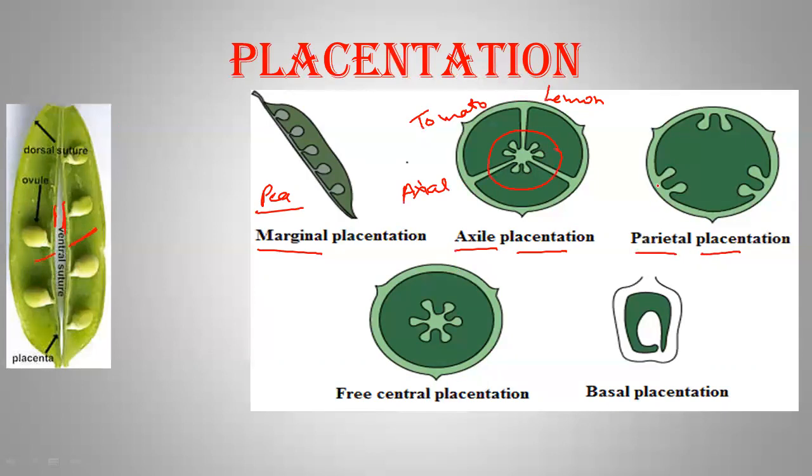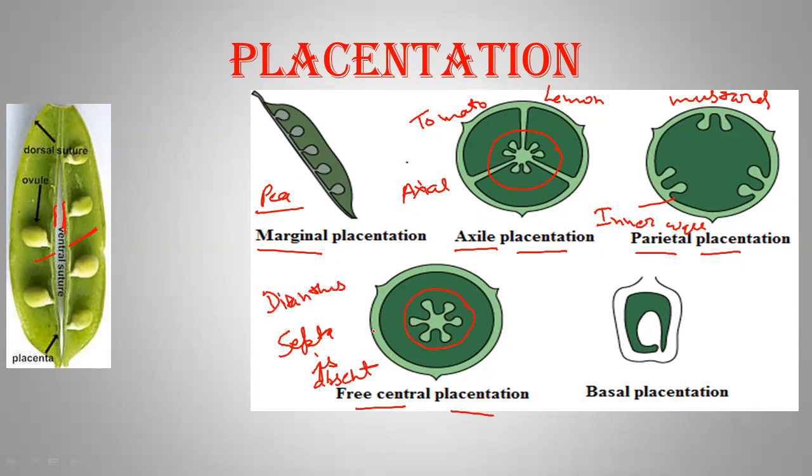Now parietal placentation. In parietal, ovules are attached to the inner wall of the ovary or on the peripheral part. Example is mustard. Now free central placentation. In this, the septa are absent, and the ovules are borne on the central axis. Example is dianthus.